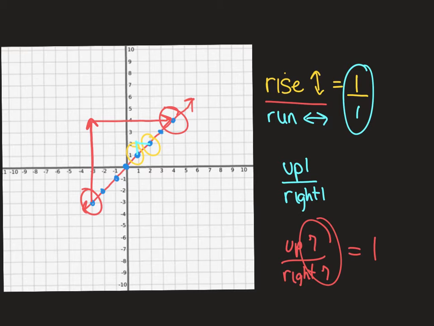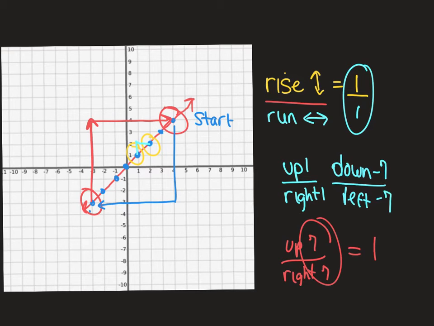Okay, but what if I started here and I went down and left to go to that dot? Well, anytime I go down is a negative number, and anytime I go to the left is also a negative idea. So if I go down 7 and left 7, two negatives, what do they make? A positive. So no matter if I pick these two dots, if I start here and go up and right, or I go down and left, the final answer will be a positive 1 in this situation.